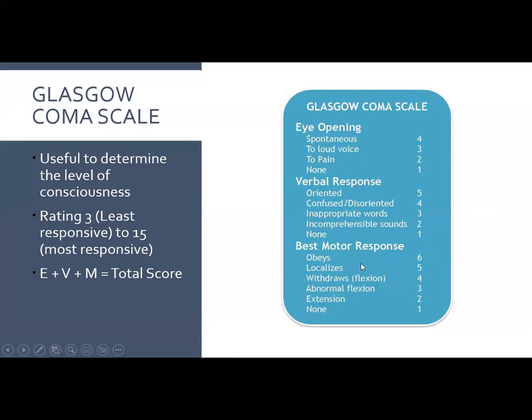Best motor response are things like, can they obey? Are they just localizing where they're moving it based off of you pinching them? Withdrawals, do they have flexion or abnormal withdrawals? Do they have abnormal flexion, or do they have extension? Or is there none? With it, you just kind of want to know at what level your patient's at. Like I said, anything less than an 8 is considered that severe head injury and comatose state.